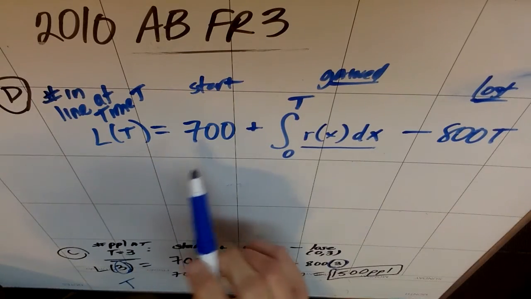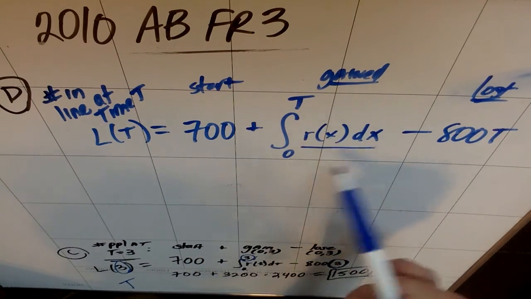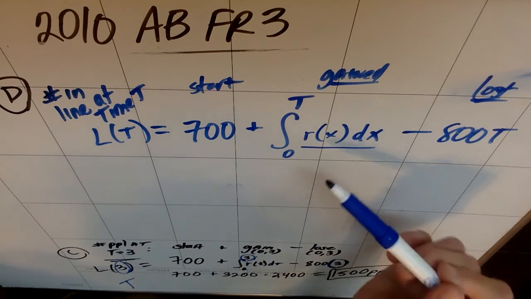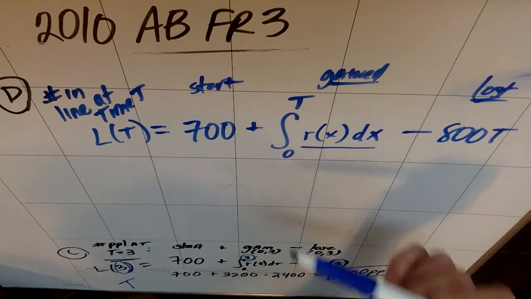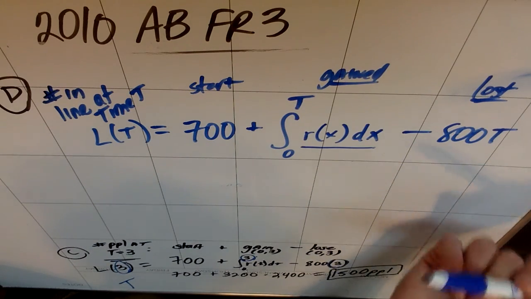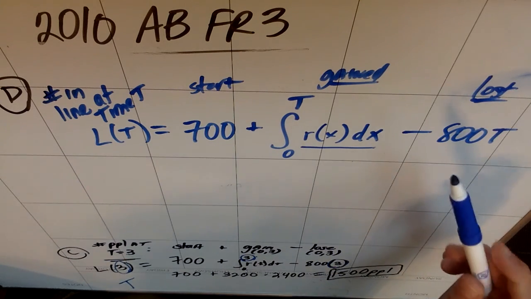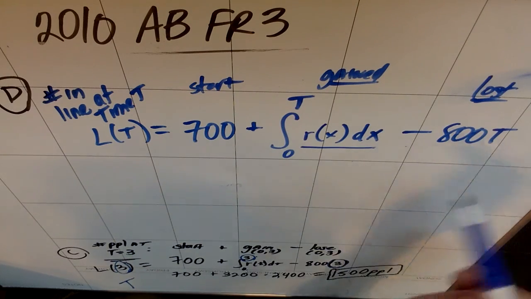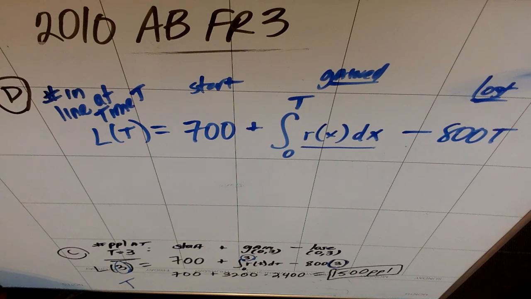So my answer for this is going to end up being 700 plus the integral from 0 to t of r of a variable that is not t, d that variable. So I picked x, the AP used r of s ds, I used r of x dx, you could use r of y dy, it doesn't really matter as long as you're picking a variable that is unrelated to this problem, and then minus 800 times t, because if it was t hours, I lost 800 per hour. So that's my part D.